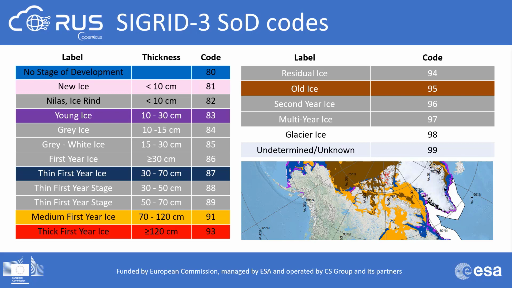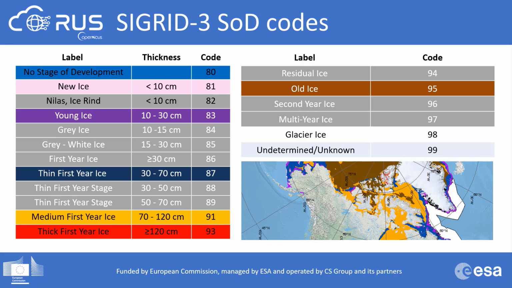Then we have the first year ice, which is no more than one winter's growth and is between 30 to 200 centimeters. And in the ice chart here, we have it divided into a further three categories, which is the thin first year ice up to 70 centimeters, medium first year ice up to 120 centimeters in thickness, and thick first year ice, which is more than 120 centimeters thick. Now, each of these categories has its own specific code.